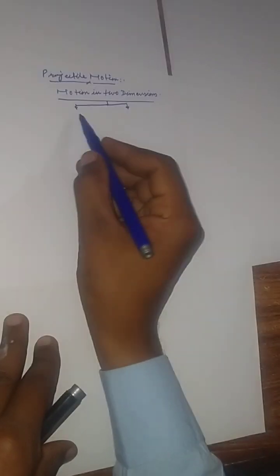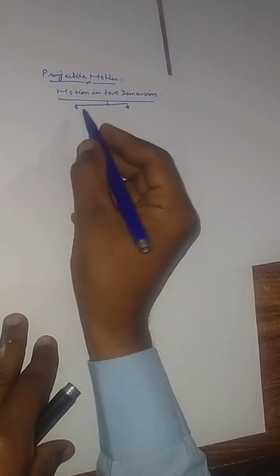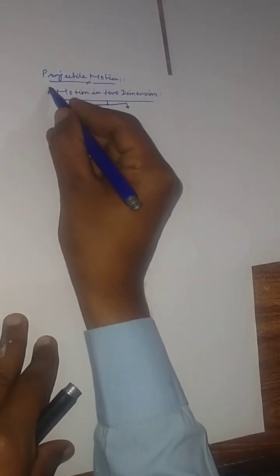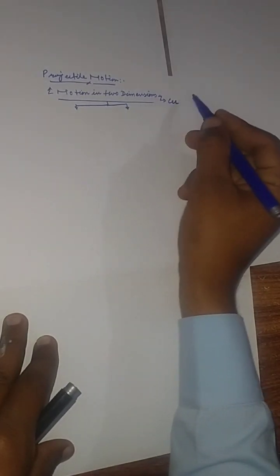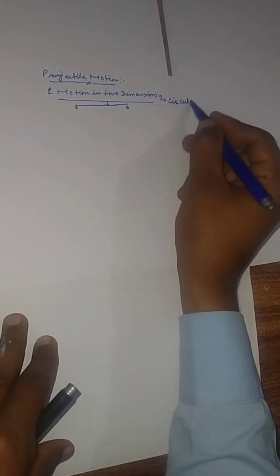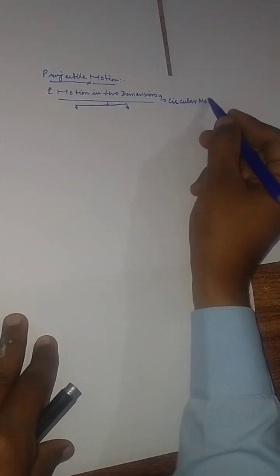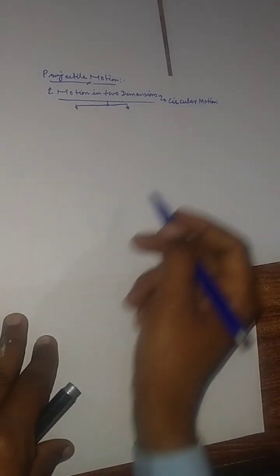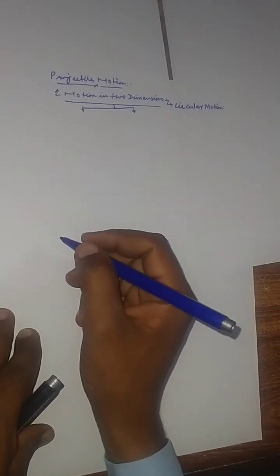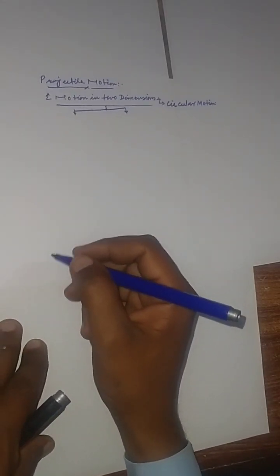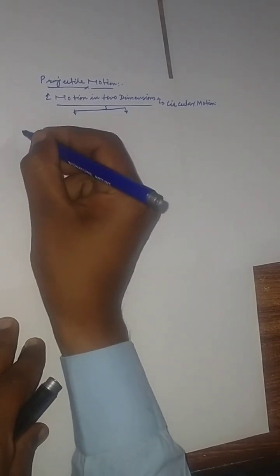For the motion in two dimensions, there are examples. One is projectile motion and the other one is circular motion. These are the two types of motion in two dimensions. Okay, so we will study the projectile motion.